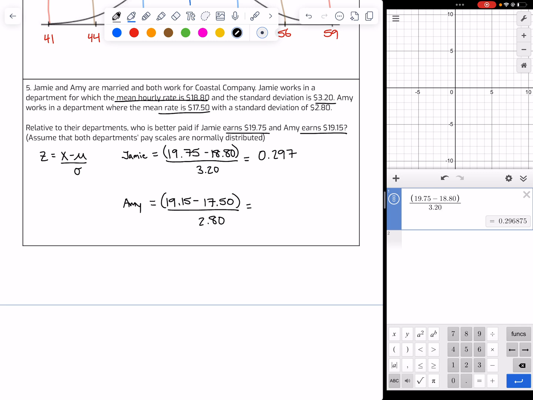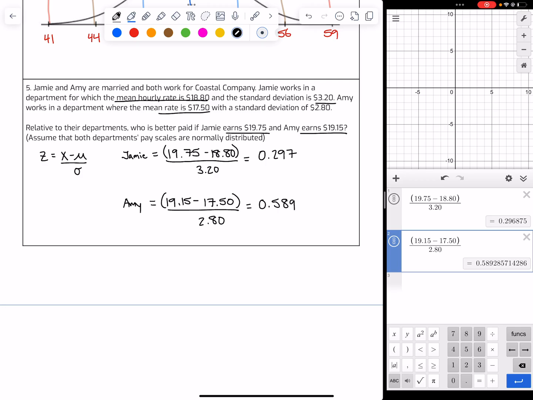Okay, so then let's calculate Amy's. So we have 1915 minus 1750, and then all divided by 280, and we get 0.589. So relative to their departments, we can see that Amy is higher paid than Jamie because Amy is more standard deviations above the mean compared to Jamie.